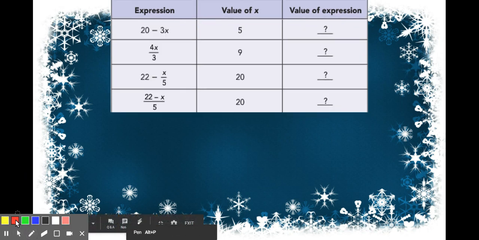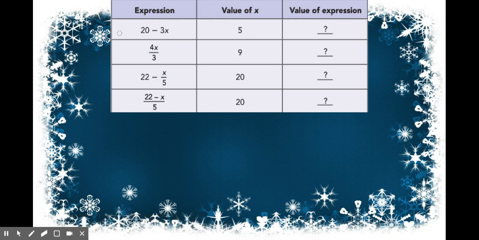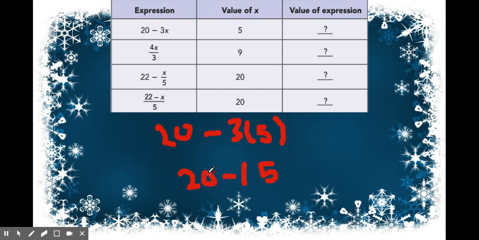All right, the last 4. Here we have 20 minus 3x, and I know that x has a value of 5. So I have 20 minus 3 times 5. So I do 3 times 5 first, which gives me 15. So I have 20 minus 15, and I have 5.